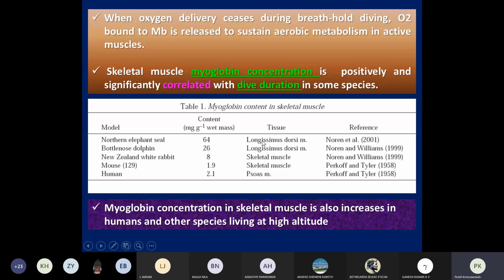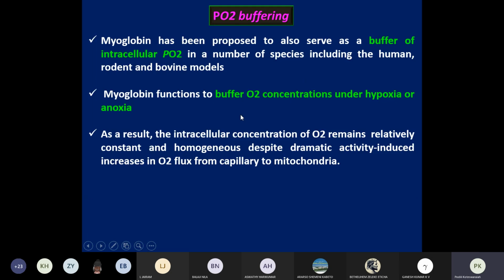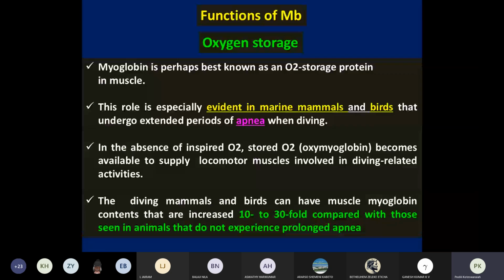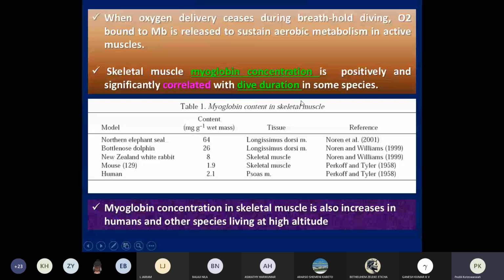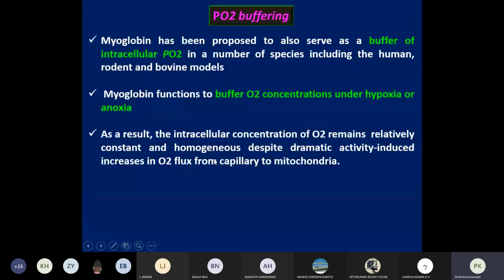So that means myoglobin stores the oxygen, and during apnea, this stored oxygen in the form of oxymyoglobin is released, because as I already said, it not only stores oxygen, it also releases the oxygen during hypoxia or anoxia, for aerobic metabolism and the synthesis of ATP. And this is the evidence that myoglobin's main function is oxygen storage, because the marine animals have a higher concentration of myoglobin in their muscle compared to the terrestrial animals.